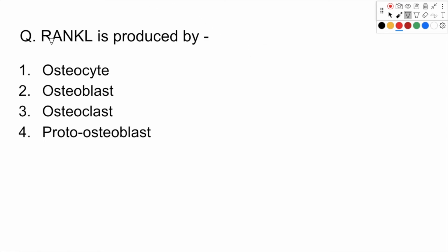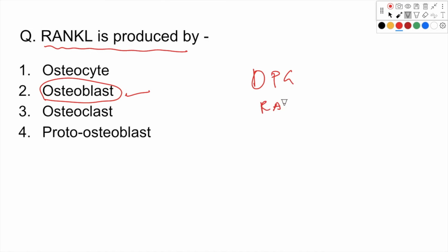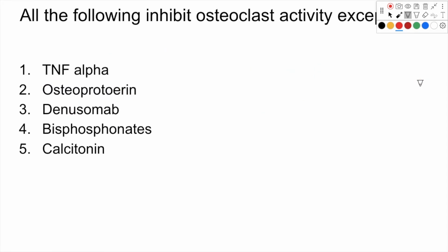So next question, very simple question. RANK ligand is produced by, so basically we know this very clearly now, RANK ligand is produced by the osteoblast. It binds to the RANK receptor on osteoclast and it activates osteoclast and causes bone resorption. So the correct answer here is osteoblast. The thing to remember here is OPG, that is osteoprotegerin, and RANK ligand. Both are produced by osteoblasts.